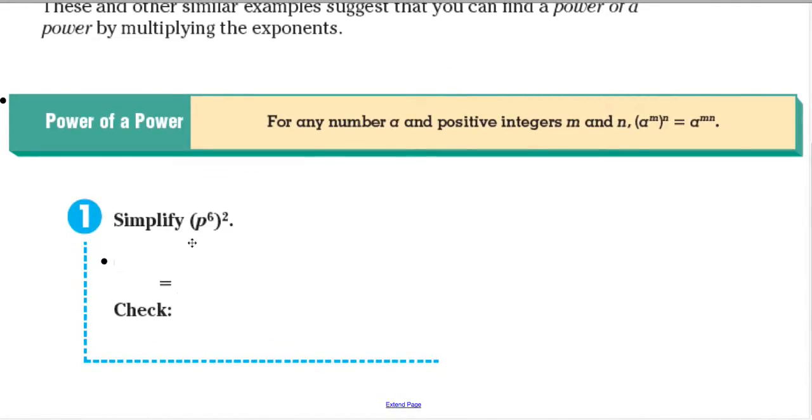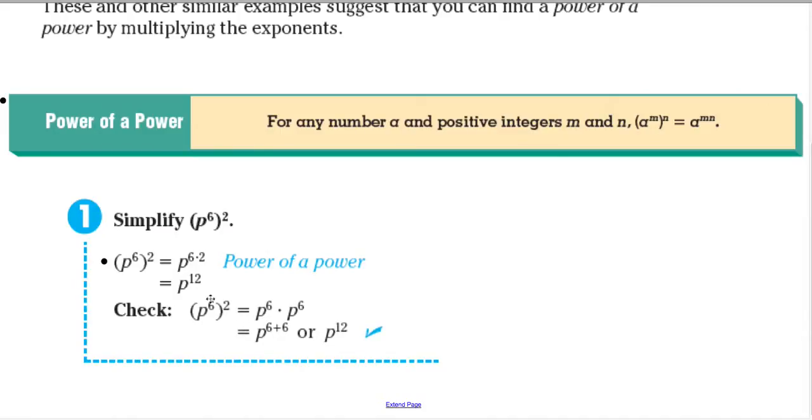Asks us to simplify p to the 6th power raised to the 2nd power. Following the rule, we multiply 6 times 2, and we end up with p to the 12th power. If we check our answer, we use p to the 6th as a factor twice: p to the 6th times p to the 6th. Using the rule of multiplication of exponents, you have p to the 6 plus 6, or p to the 12. So our answer checks out.